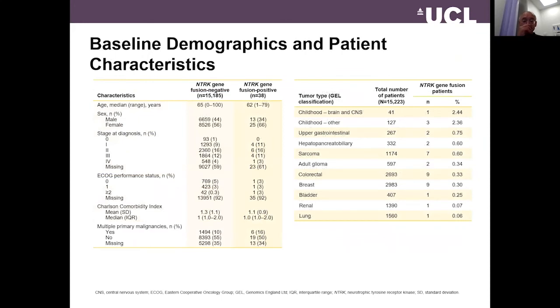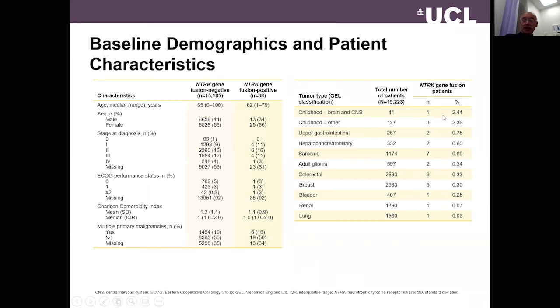And so really this is the nitty-gritty. Here we have the demographics table on the left. So the fusion positive group: out of 15,185 patients, there were 38 positives. And if you compare these two groups in terms of demographics, they're actually extremely similar. The data in the right-hand table are the ones really of some importance.